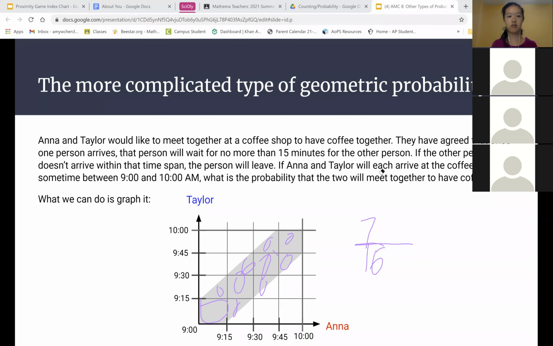Essentially, you should just take away that if you have some problem where the thing you're analyzing is continuous, for example time, and you have multiple people that you need to keep track of, what you can do is graph it.